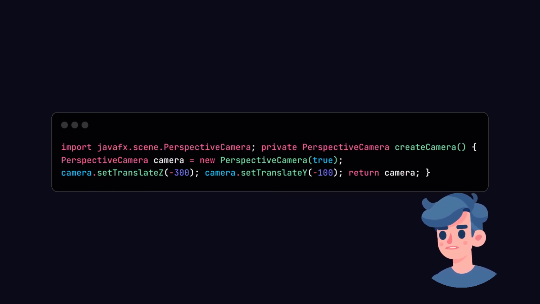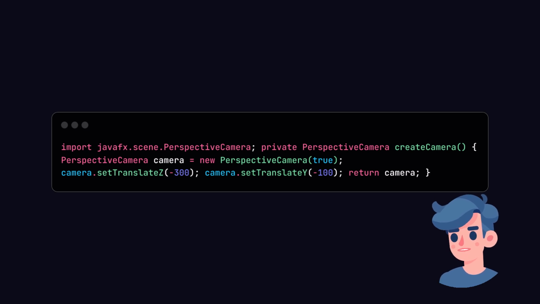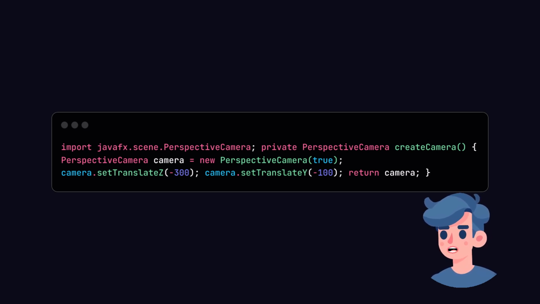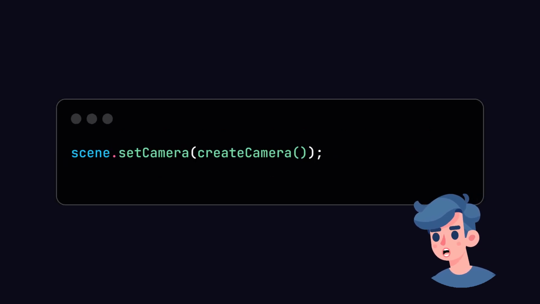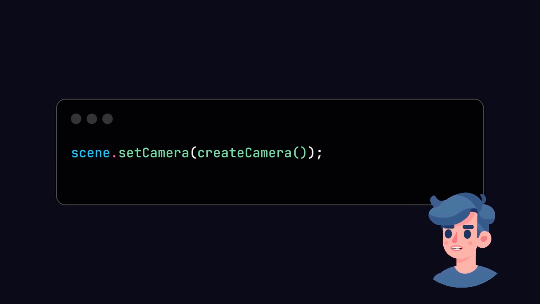Let's set up the camera. The camera will enhance the 3D perception. The camera should be positioned behind the bowler to simulate their perspective. Next, we'll set our camera in the scene to give us the correct viewing perspective.